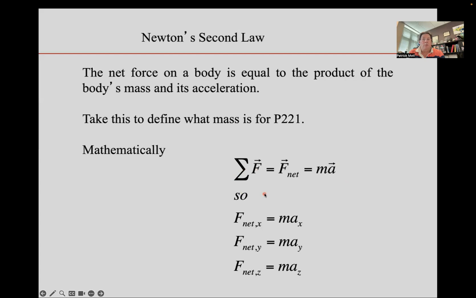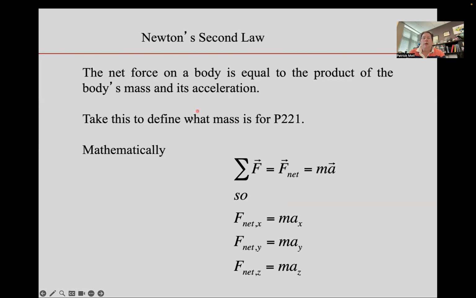And then we have to keep in mind that this is a vector statement. So for each of the three spatial dimensions that we experience, there is Newton's second law applying along that spatial dimension. So whatever you take to be your x direction, you have Newton's second law for that, for the y and the z, for the three perpendicular coordinate directions, whichever way you choose to orient them.